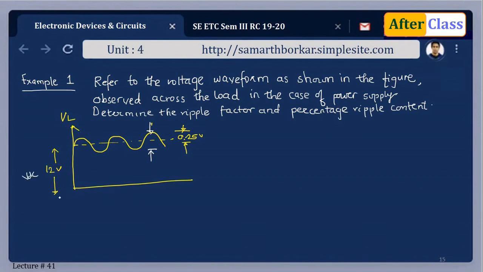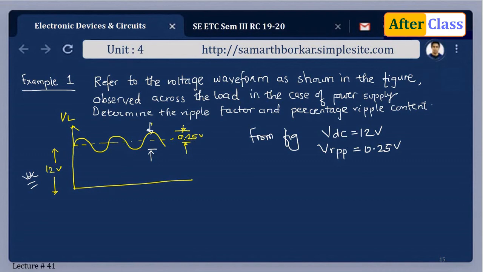So from this figure, we can say VDC is 12 volt. The ripple voltage is always centered around VDC. Fine. So if I smoothen it out, then the average value will be VDC. Clear? Then VR peak to peak is 0.25 volts. So it is undesired. What is the desired signal? A constant straight line, fixed value.